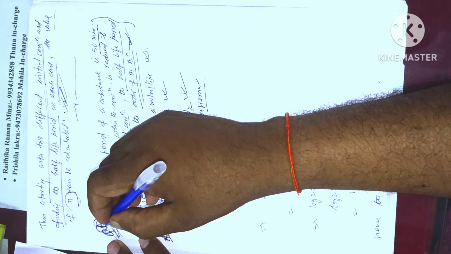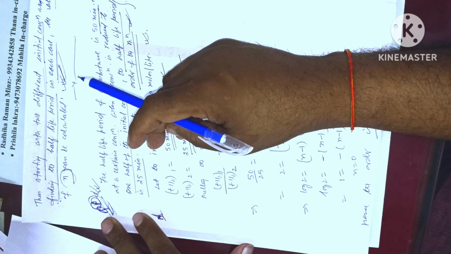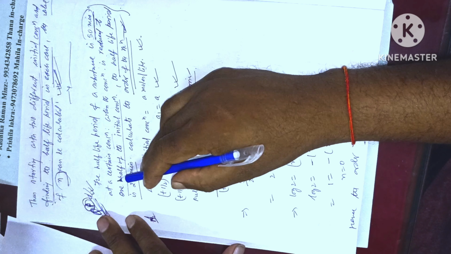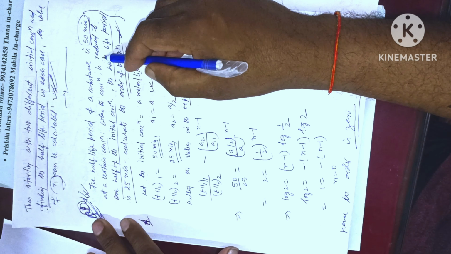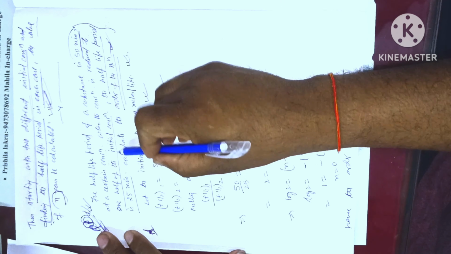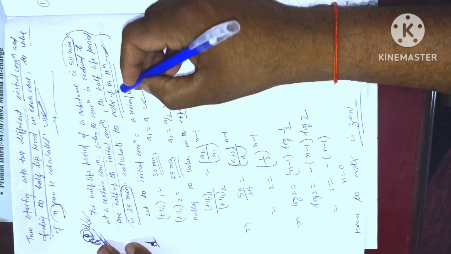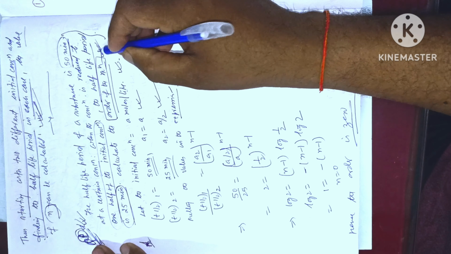may come in the exam like this. The half-life period of a substance is 50 minutes at a certain concentration. When the concentration is reduced to one half of the initial concentration, the half-life period is 25 minutes. Calculate the order of the reaction.